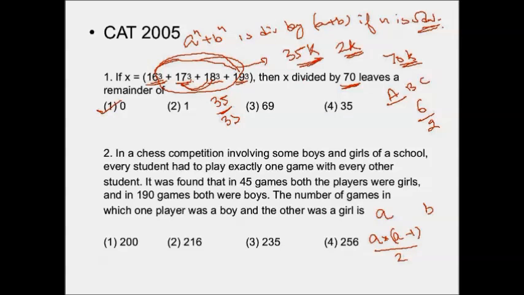So A into A minus 1 by 2 should be equal to 45, which says A into A minus 1 should be equal to 90. So the product of two numbers which are very close to each other, rather consecutive numbers, is 90. So it is visible that the numbers should be 10 and 9.